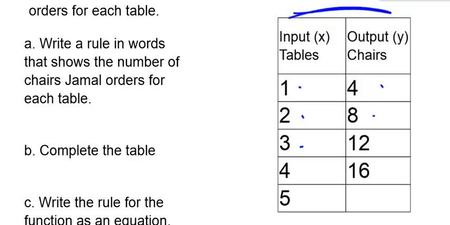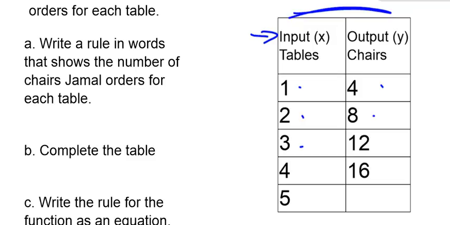Part A says, write a rule in words that shows the number of chairs Jamal orders for each table. What are we looking at here? What we're looking at here is the fact that we need to understand the pattern. And we usually start with the input to help us understand it, and the output is the result. And so if I buy one table, how am I going to figure out the number of chairs? What's the relationship of 1 to 4?